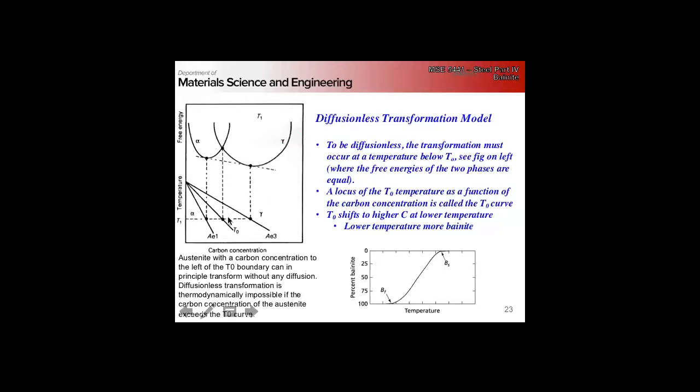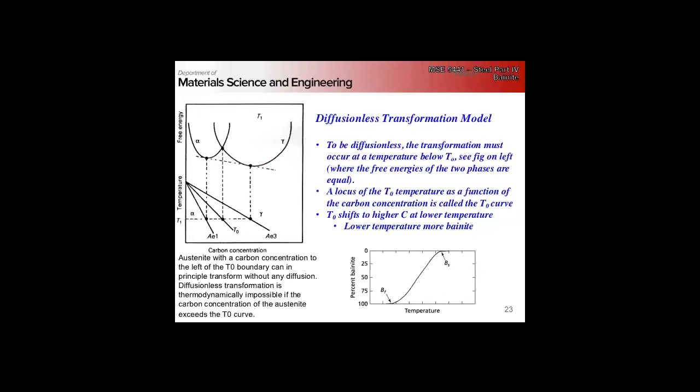If we're here at this carbon concentration, somewhere to the left of T naught, by transforming to ferrite, we locally lower our free energy. If we're to the right of this curve, by transforming to ferrite, we locally raise our free energy, right? So what that means is that this T naught point is the greatest carbon concentration at which we can form bainite by a diffusionless transformation.